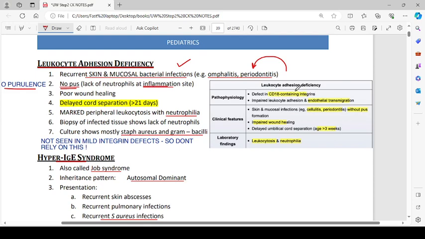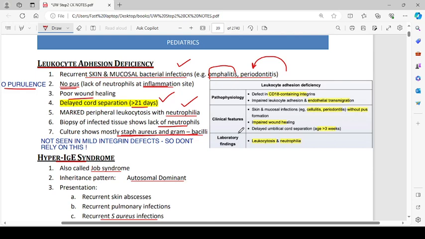So in these situations, because of lack of CD18, if you remember the steps of inflammation, the migration of neutrophils requires CD18, right? If that is not present, the neutrophils won't be able to migrate to the site of infection, and that will result in poor wound healing, delayed cord separation more than 21 days, that is also called omphalitis, marked peripheral leukocytosis with neutrophilia. Biopsy of the infected tissue shows lack of neutrophils. Culture shows mostly Staph aureus and gram-negative bacilli.